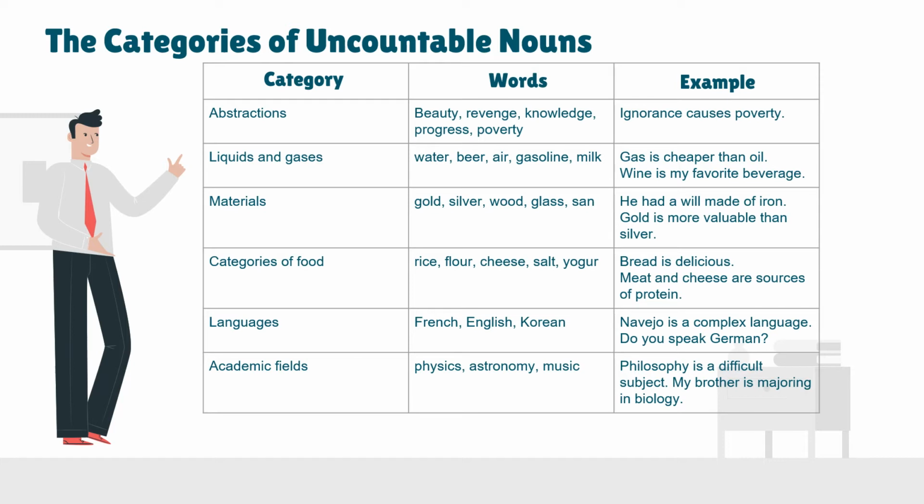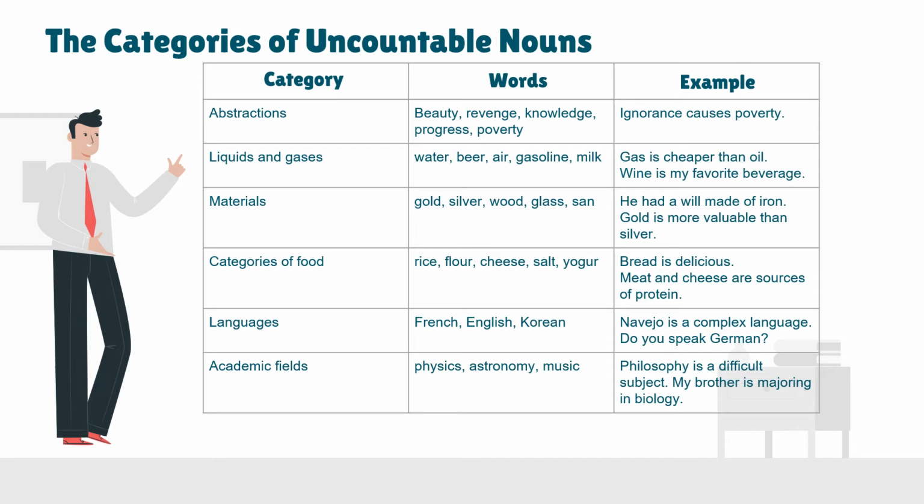The fifth category of uncountable nouns is languages: French, English, Korean. For example, Navajo is a complex language. Do you speak German?